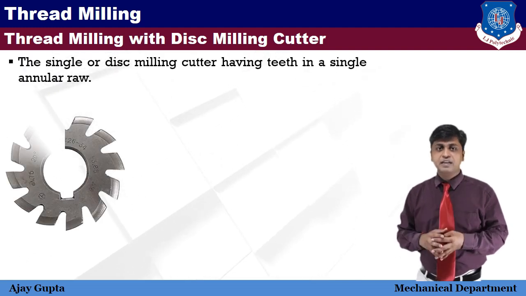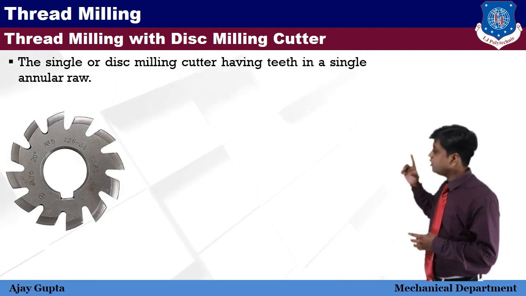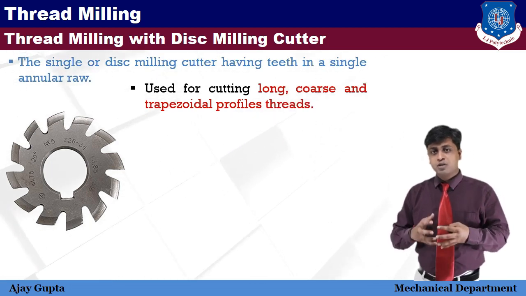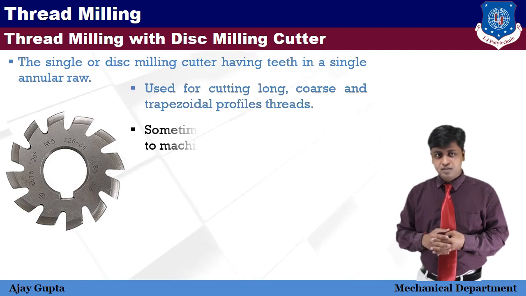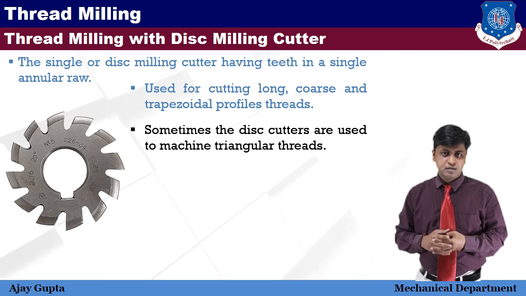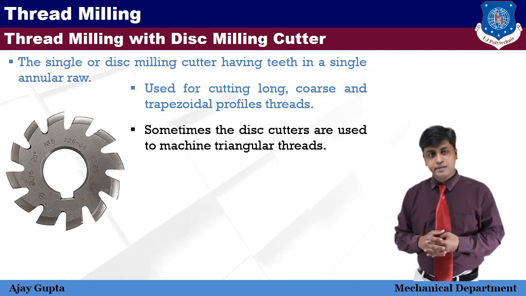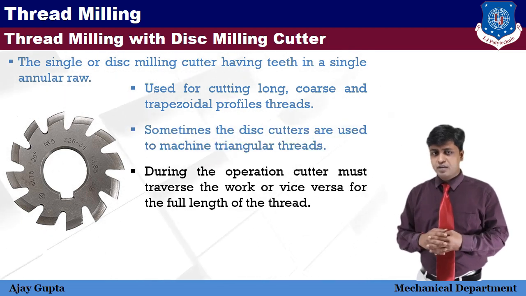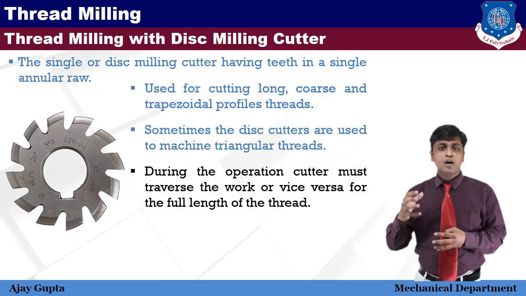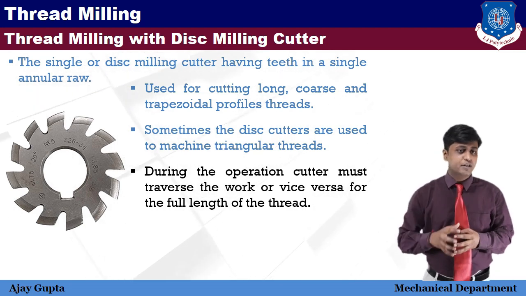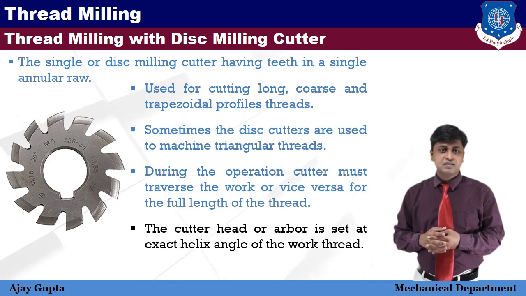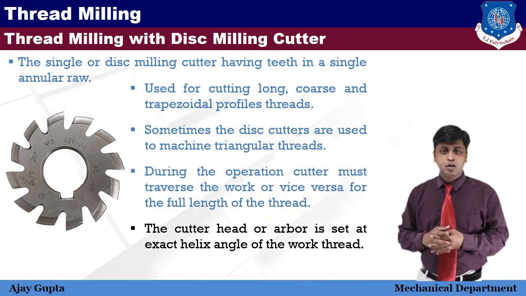The single or disc milling cutter has teeth in a single annular row. This method is used for cutting long, coarse, trapezoidal profile threads. Sometimes disc cutters are used to machine triangular threads, but they are not used to cut square threads. During the cutting operation, the cutter must traverse the work or the work must traverse the cutter for the full length of the thread. The cutter head or arbor is set at the exact helix angle of the work thread.